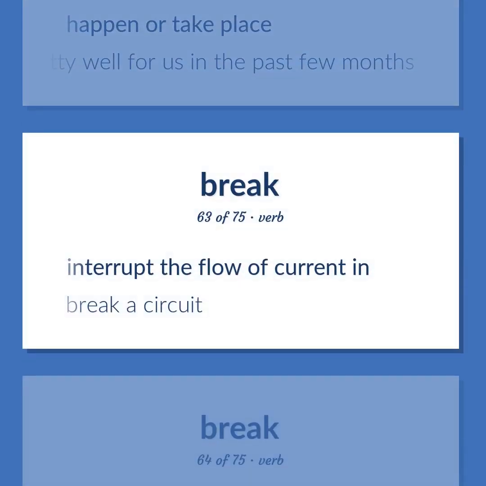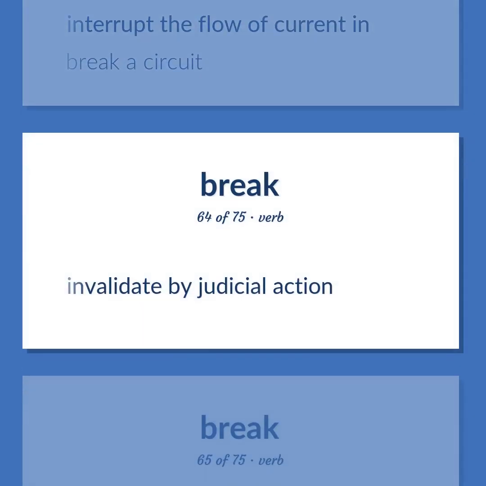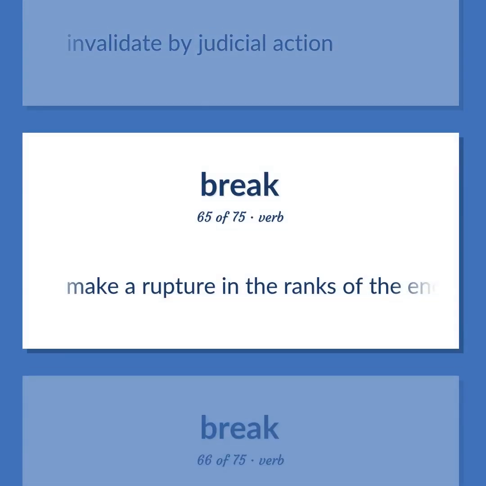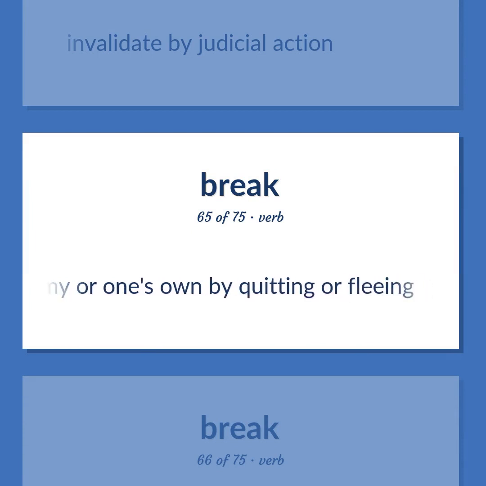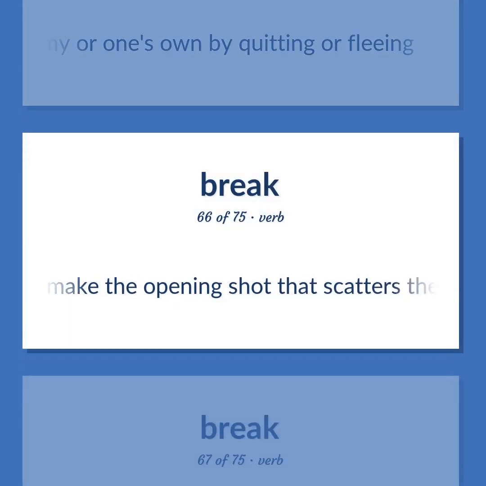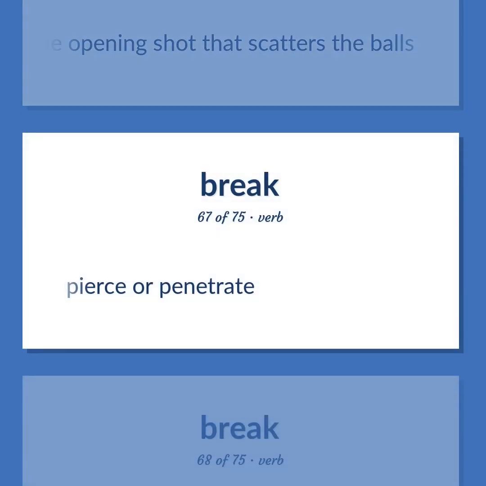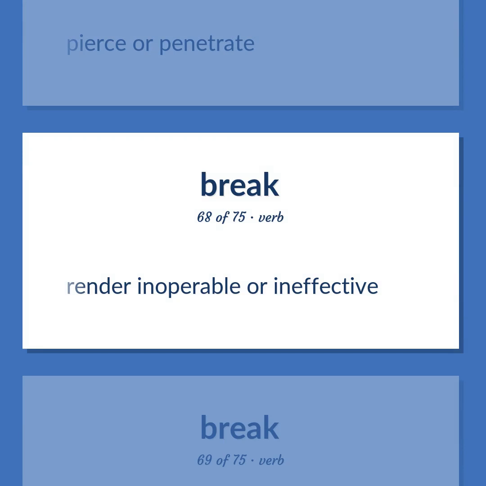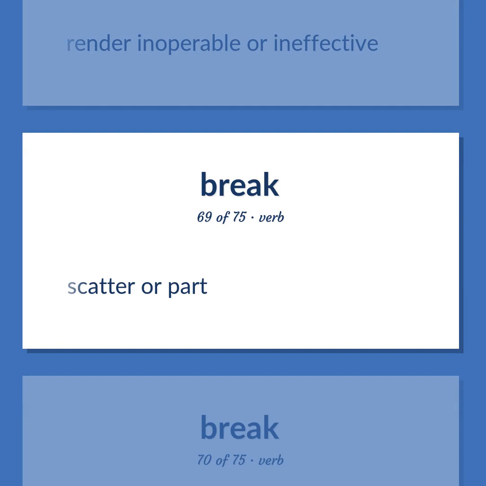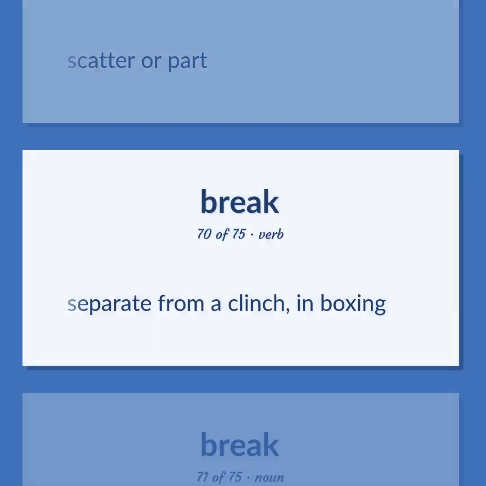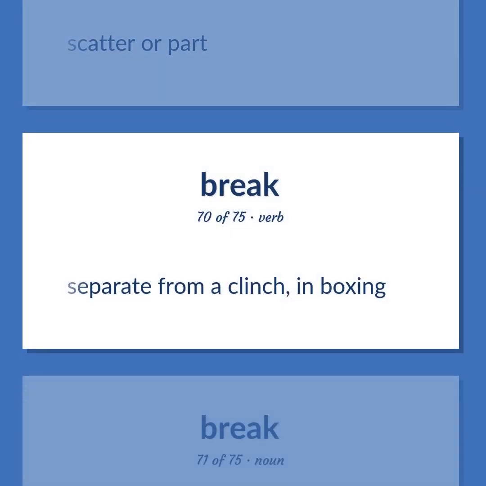Interrupt the flow of current in. Break a circuit. Invalidate by judicial action. Make a rupture in the ranks of the enemy or one's own by quitting or fleeing. Make the opening shot that scatters the balls. Pierce or penetrate. Render inoperable or ineffective. Scatter or part. Separate from a clinch, in boxing.